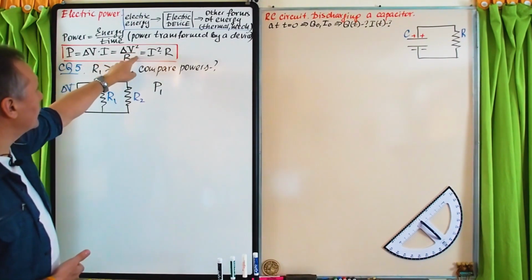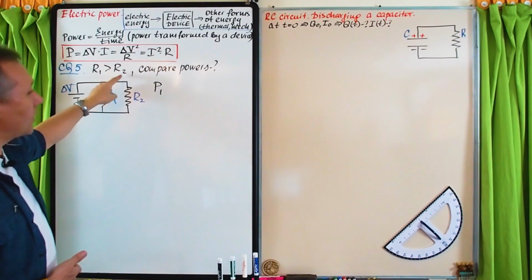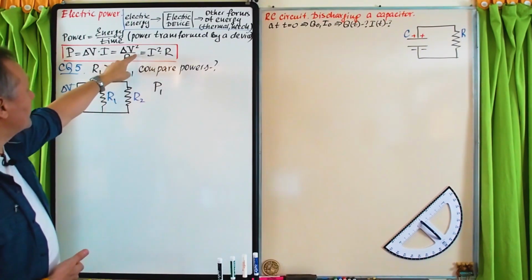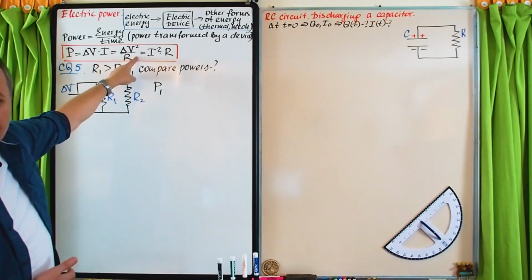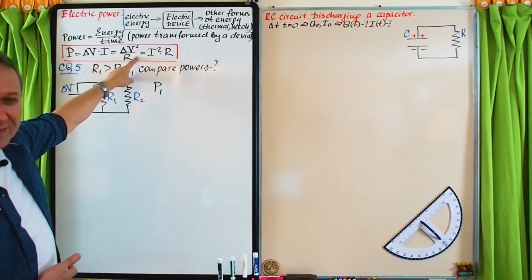Then this delta V squared over R. We have information about the R's, which is good. But the same problem with delta V. But with delta V, actually, this is the best one. This is the best one.